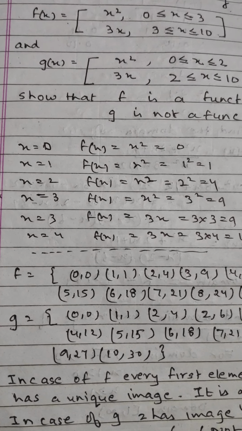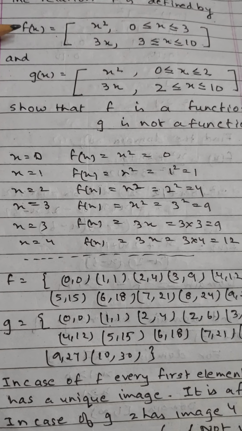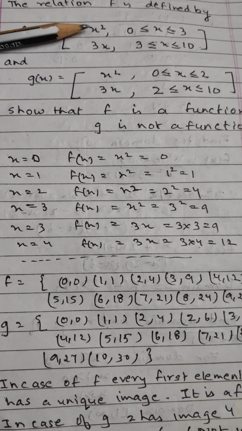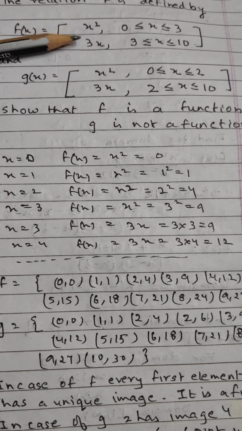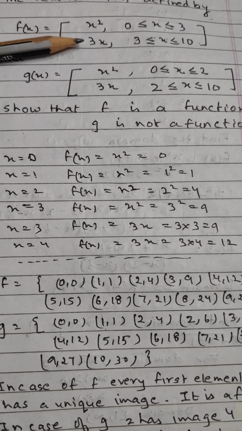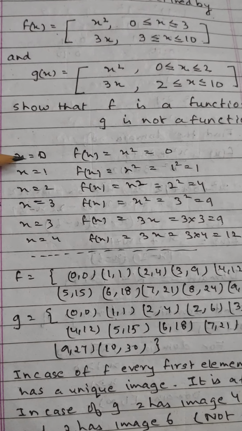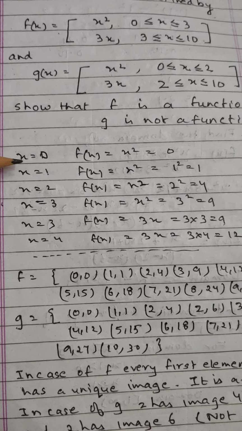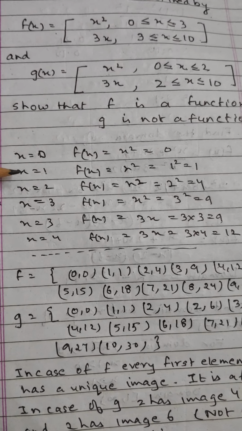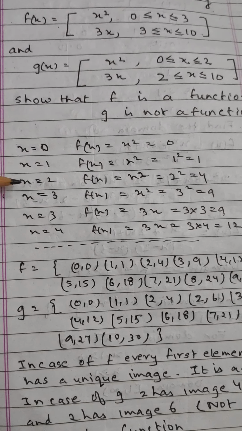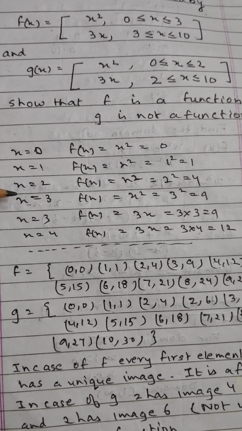How to do this? Let us consider the first function f(x). For x = 0, 1, 2, 3, we will use x². For 3, 4, 5, 6, 7, 8, 9, 10, we will use 3x. For x = 0, using x², we have 0² is 0. For 1, 1² is 1. For 2, 2² is 4. For 3, 3² is 9.